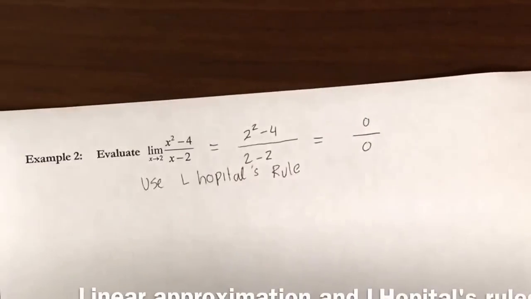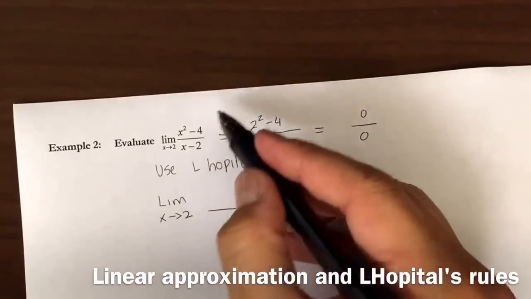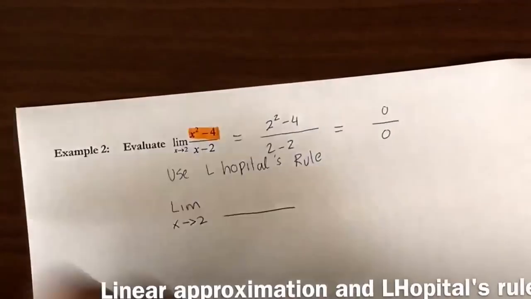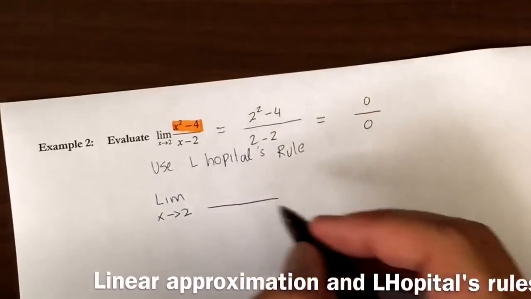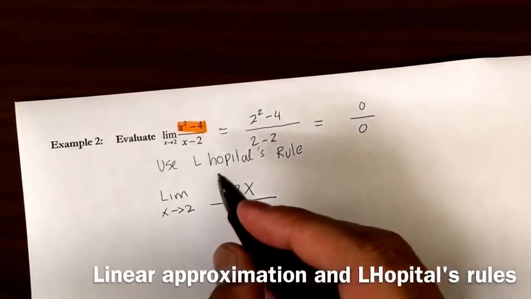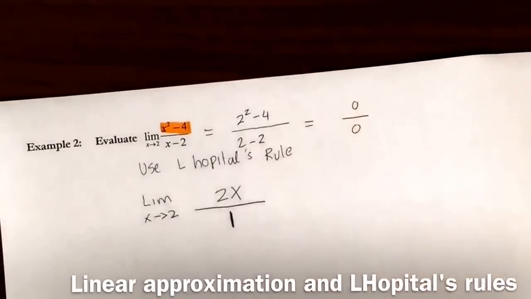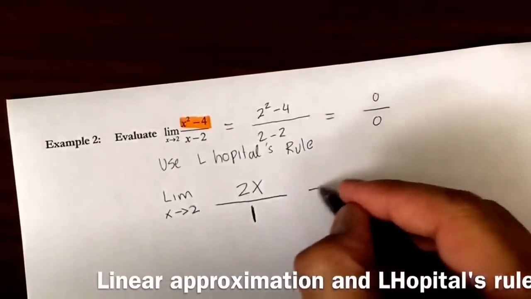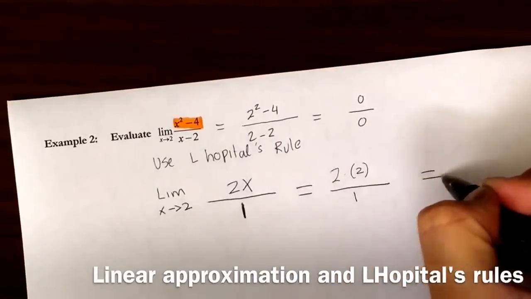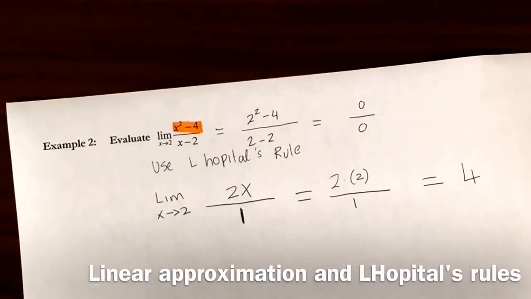What does L'Hopital say? L'Hopital tells us to take the derivative of the top function using just the power rule. And the derivative of the top function is going to be 2x, ladies and gentlemen. And he also said take the derivative of the bottom function, which is going to be 1. To find the answer, you just have to now plug 2 in. And if you plug 2 in, you get 4.